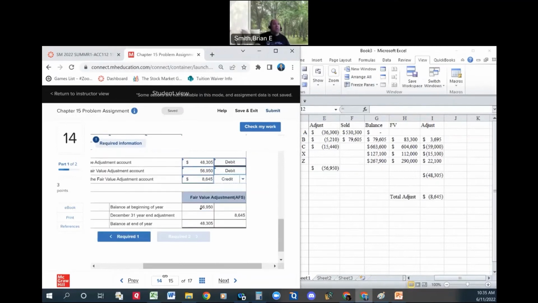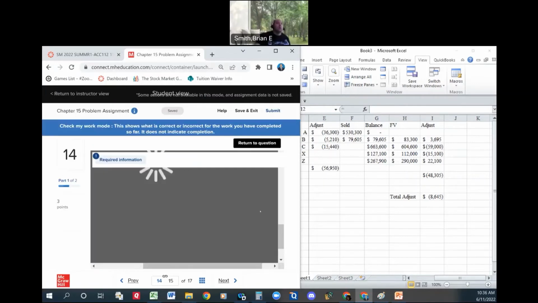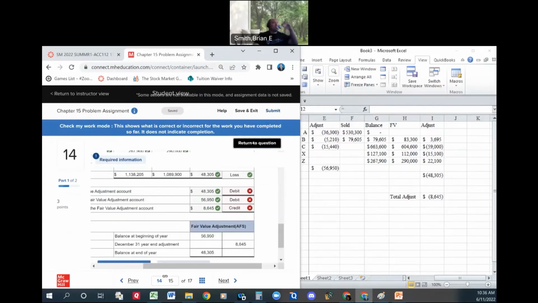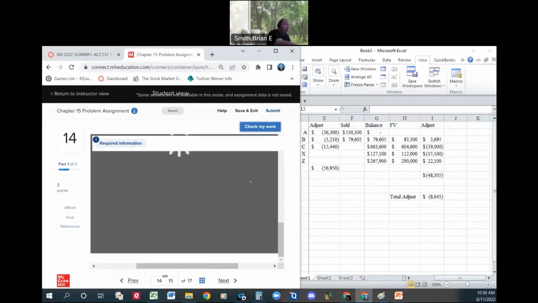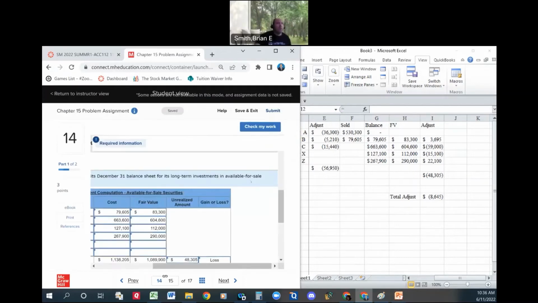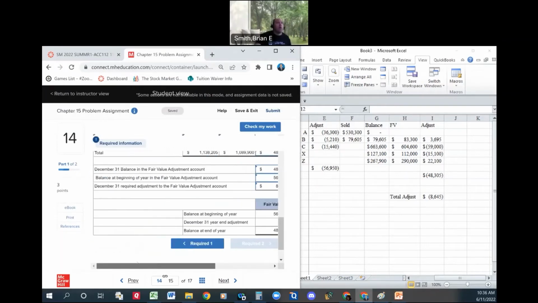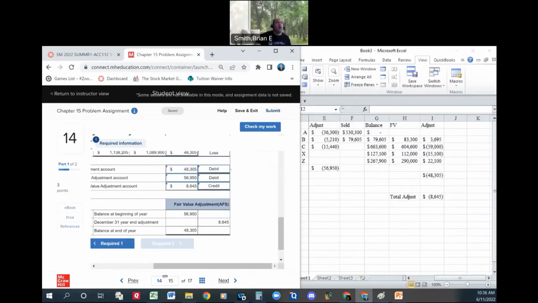Beginning of the year adjustment. So actually, even though we're still showing a total loss on our portfolio, we had an increase overall in our, oh, whoops, did I do it wrong? I must have, oh, duh. See, let me see it here. December 31st balance in the fair value adjustment account. It should have been a credit because it's a loss. I reversed these because I was thinking of it the opposite way. Okay, there we go.